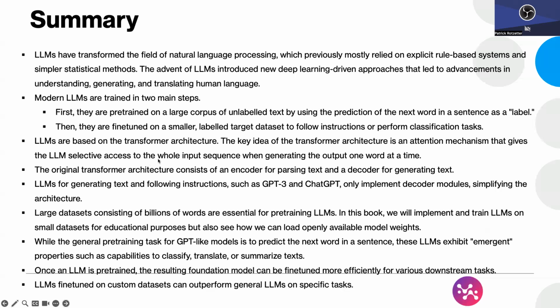Large language models are based on transformer architecture. We've seen a very high-level overview of transformer architecture, and the key idea is the attention mechanism. This is something we'll look into next time, or maybe in part 3 of this presentation. What else? Yeah, for example, once a large language model is pre-trained, the resulting foundation model can be fine-tuned. We said that, right? So this is a summary of what we've seen so far.